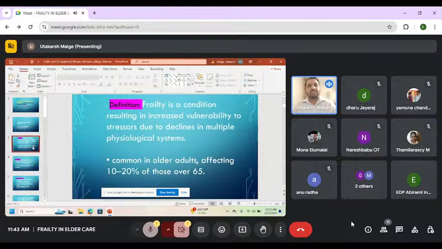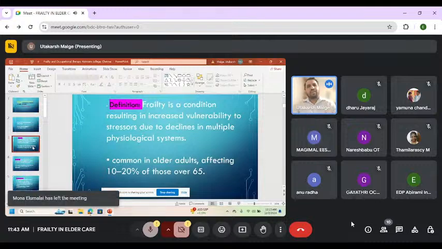Frailty is commonly seen in elderly patients, like over 65 years old. You see like 10 to 20% of people affected due to frailty. And it's very common that weakness is the common symptom for frailty. You see it in almost all individuals post 75 to 80. You're going to see some kind of frailty in those patients.